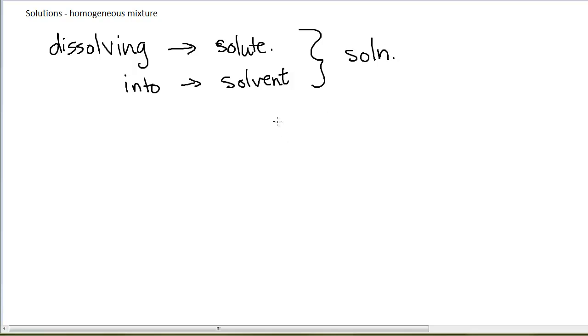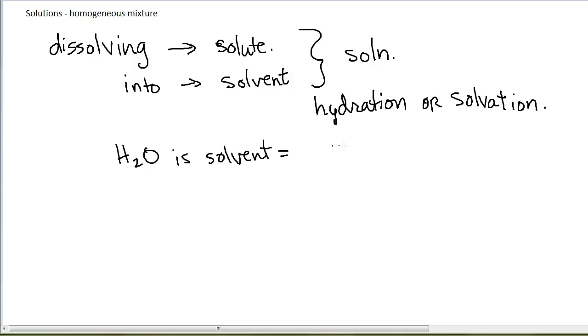I like to abbreviate solution SOLN. So we have our solution, which is made up of a solute and a solvent. When the solute dissolves in the solvent, it literally disperses throughout the solvent uniformly. Eventually, it might take a minute to get there. We call this process solvation. If it happens when water is the solvent, we can call it hydration. If you have a solution where water is the solvent, then we refer to that as an aqueous solution.